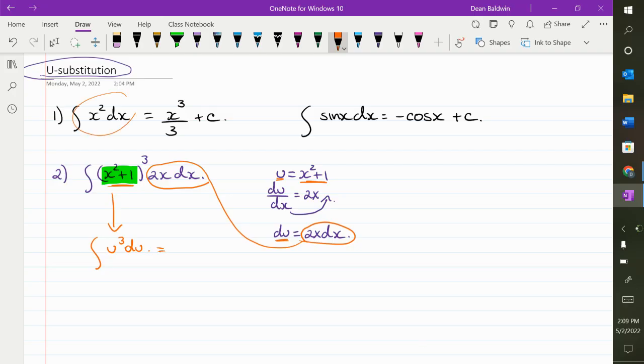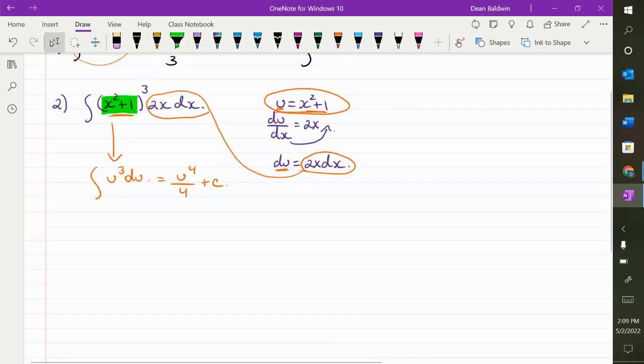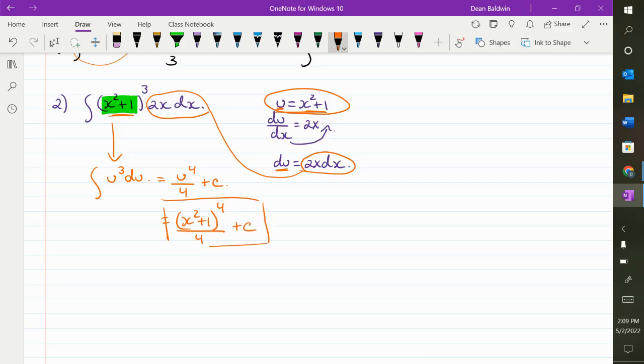Well, that is similar to that function. We just use power rule. That gives us u to the 4 over 4 plus c. And then you sub back in what u was, x squared plus 1. So I get (x squared plus 1) to the power of 4 over 4 plus c, and you are done.